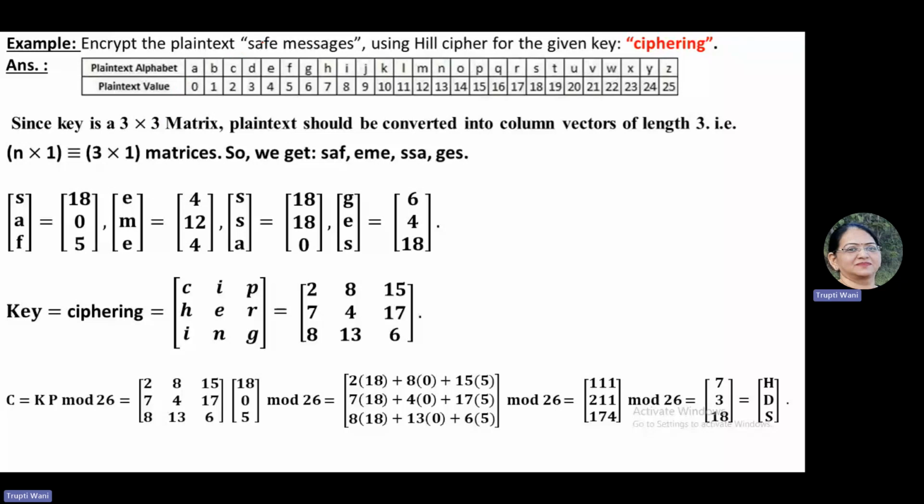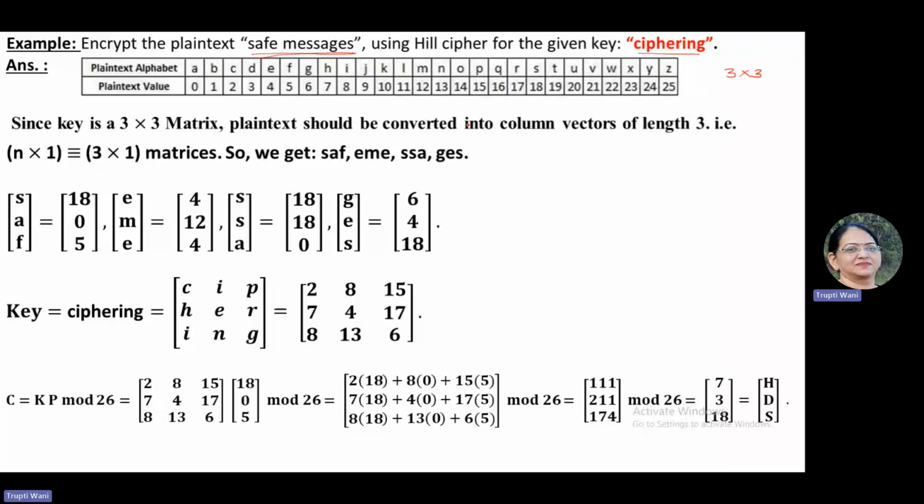So encrypt the plain text "safe message". Here you can see our plain text is bigger, this is our full plain text, and the key is "ciphering". Count the letters: 1, 2, 3, 4, 5, 6, 7, 8, 9. Total 9 letters are there. It means our key matrix is of size 3 by 3.